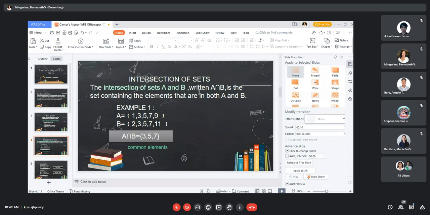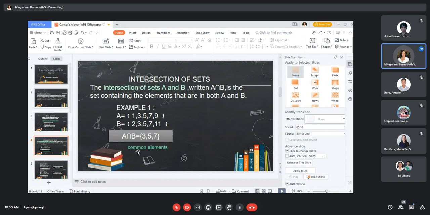Example number one. A is equal to 1, 3, 5, 7, 9. B is equal to 2, 3, 5, 7, and 11. So, ano ang common elements nila? Pareho silang may 3, 5, 7. So, therefore, the intersection of sets A and B is equal to 3, 5, 7. So, again, kapag sinabi nating intersection, common elements.